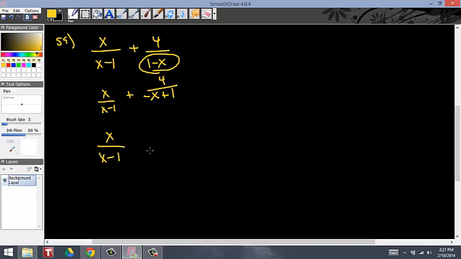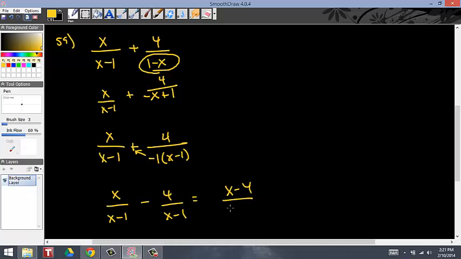From here, I'm going to factor out a negative 1 to get x minus 1 here. And then I got a 4 on top, and don't forget this is being added. This negative 1 I'm going to apply into this plus sign, so it's going to be x over x minus 1 minus 4 over x minus 1. So the answer should be x minus 4 over x minus 1, because by flipping and factoring out a negative 1, I also found the common denominator.